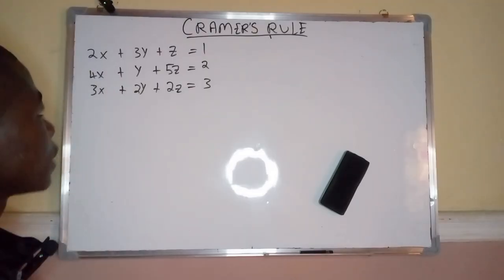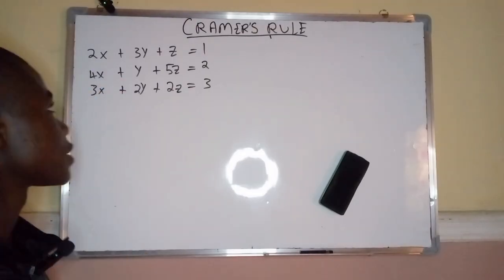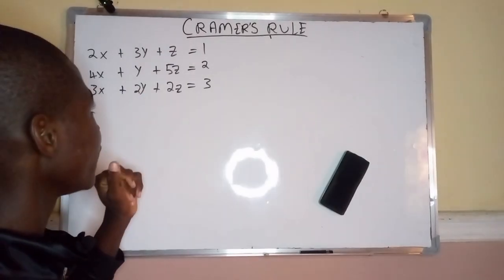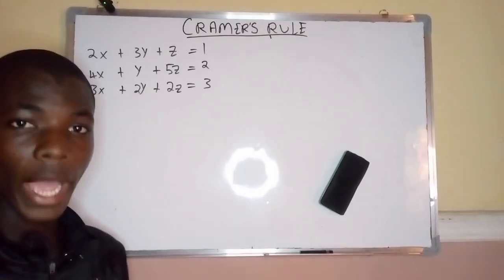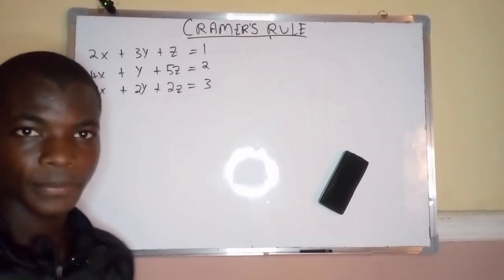So first we are given this 2x plus 3y plus z and the rest. We are asked to find the values of x, y, and z using Cramer's rule.